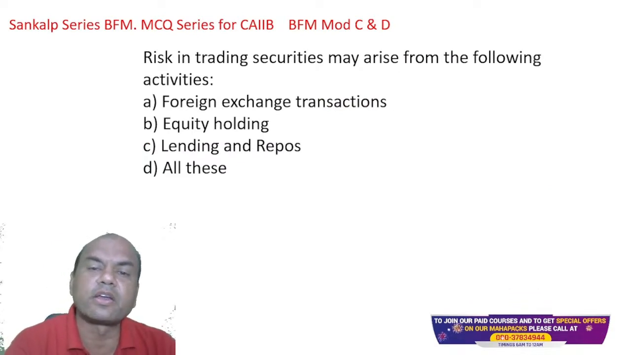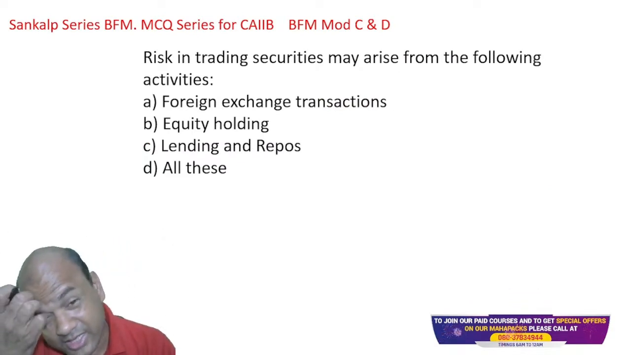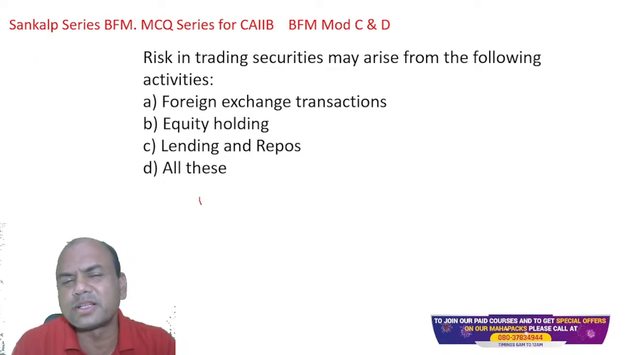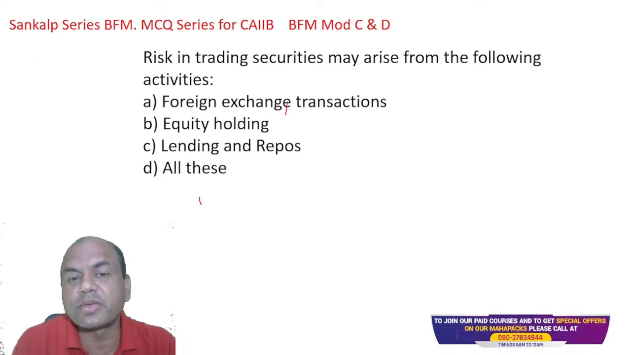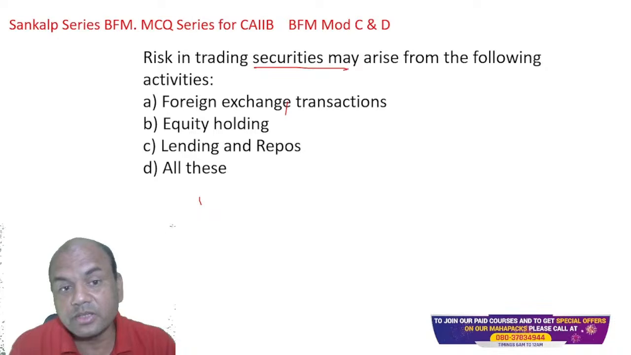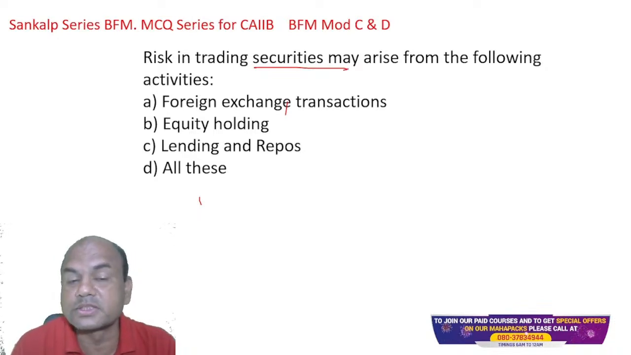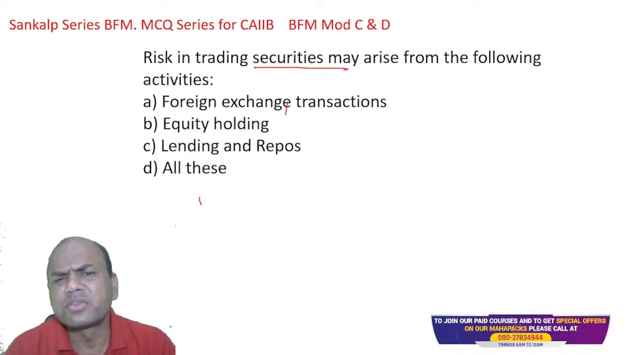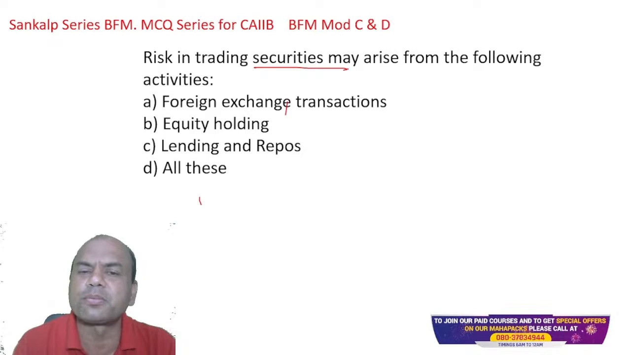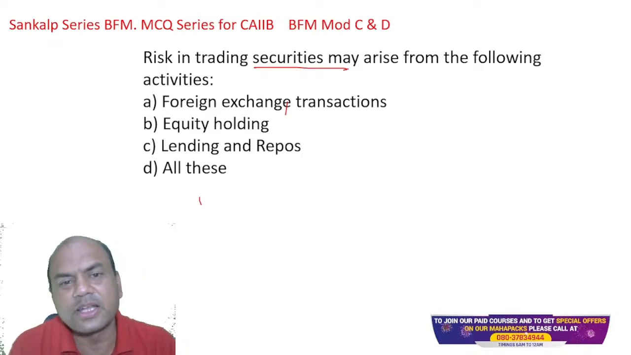Risk in trading securities may arise from the following. Now this is a very simple answer. Trading in securities may arise due to what? Number one, foreign exchange transactions. Second, equity holding. Third, lending and repos, and all of these. This forex: definitely, if the rate of the dollar goes up or down, that will affect it.